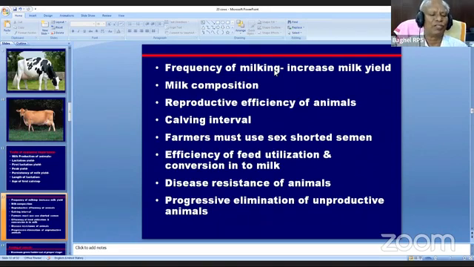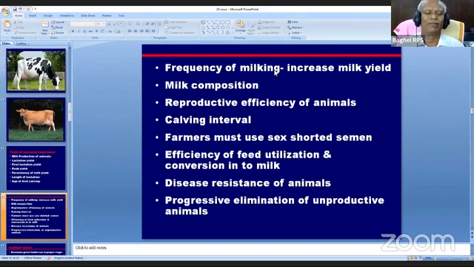The milk composition of the animal, no doubt, is related to heredity and the age of the animal, but diet also has a very important role in the composition of milk. And if your milk is of good quality, with more fat content and more solids, it will get a better price and be more attractive to the purchaser. So that must be taken care of.